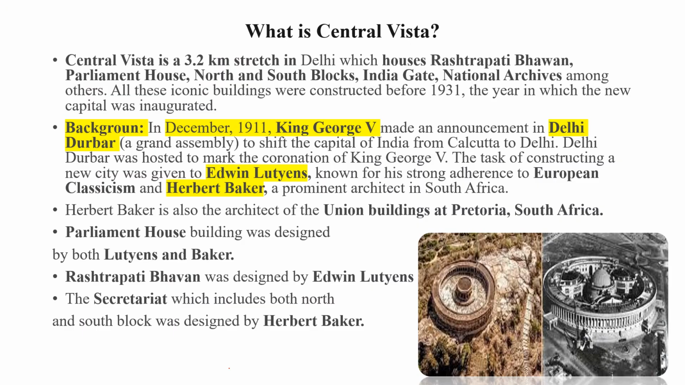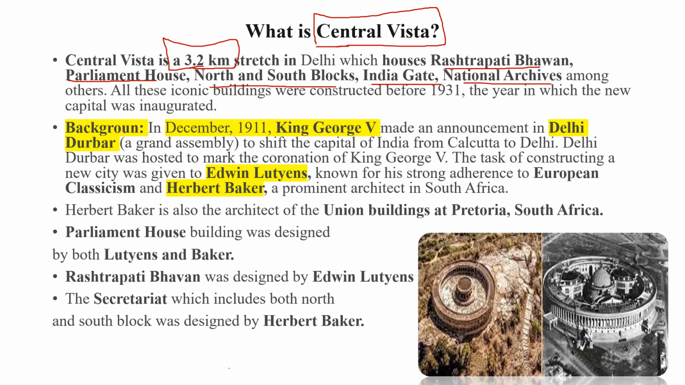Let's try to understand what is Central Vista. Right? So Central Vista is referred to India's central administrative area near Raisina Hill in Delhi, which covers 3 kilometers from Rashtrapati Bhavan to India Gate. It includes Rashtrapati Bhavan, Parliament House, North and South Blocks, India Gate, National Archives, and other buildings which come under the 3 kilometer area, right?